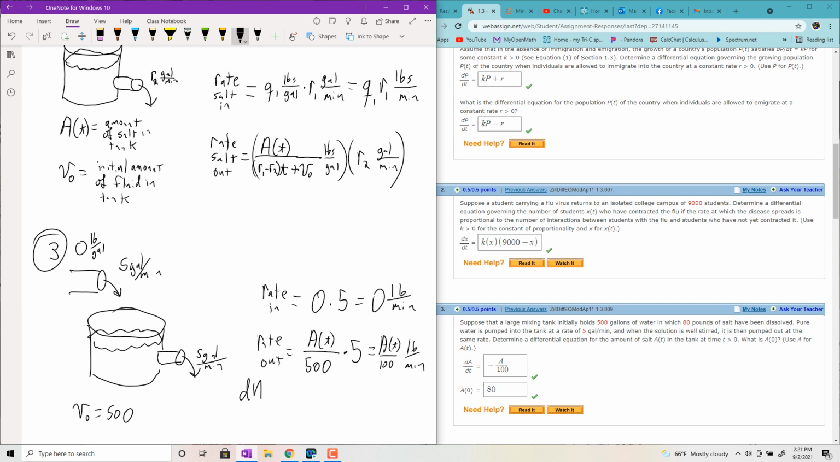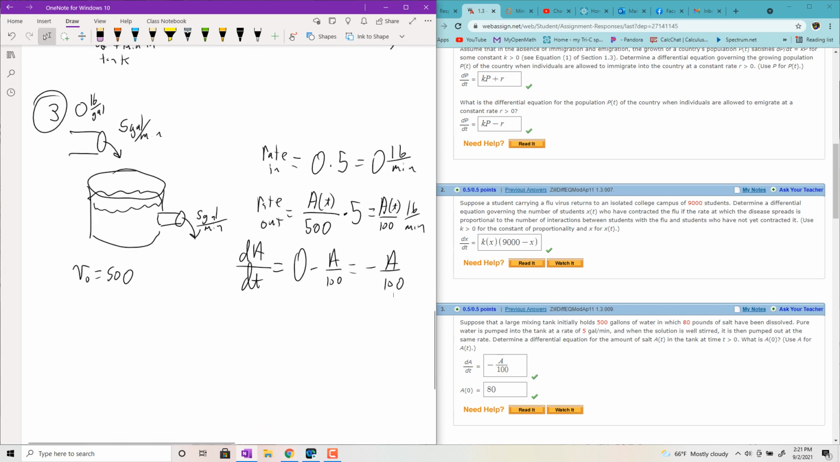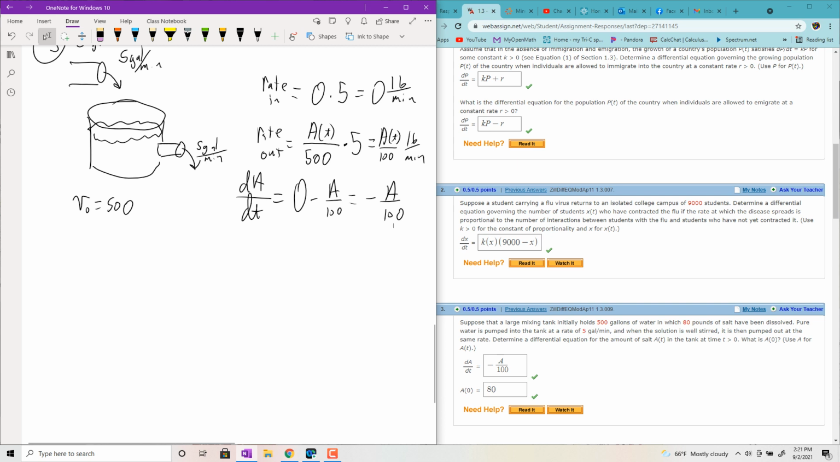So finally, the differential equation dA with respect to dt will just be 0 minus A over 100. It has to be rate in minus rate out, sorry. So 0 minus A over 100, which of course is negative A over 100. Make sure you're using a capital letter A in your answer, because it's annoying when you put a lowercase a and get it wrong.